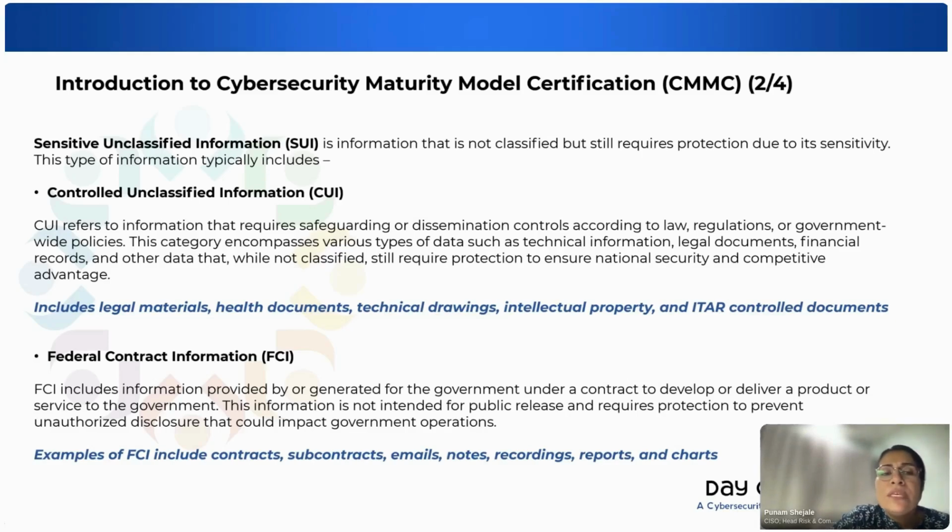When we are talking about CUI, or controlled unclassified information, this is anything which is required to be protected or has controls with respect to how it can be shared according to some law, legal requirement or government policies. This could be anything like legal material, health documents, PHI or PII records, any intellectual property, any export-related control documents, or technical drawings, etc. That would come under CUI, controlled unclassified information.